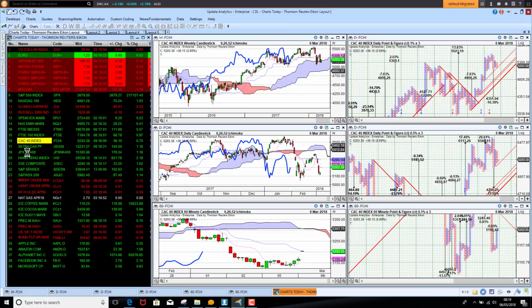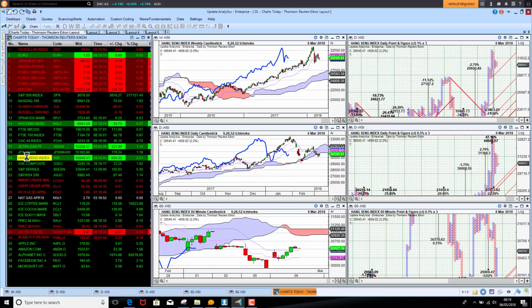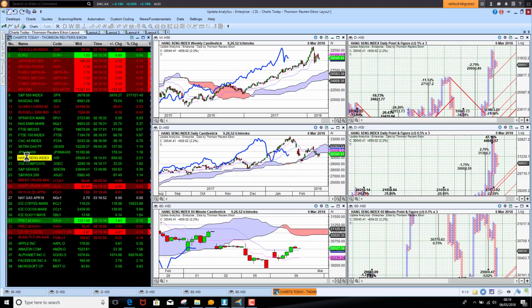The Nikkei was up 1.2%, so that's looking better, but still bearish below the cloud. And the Hang Seng was up 2%. This has actually held its bull trend all the way. It's one of the few markets that's followed the US and stayed bullish above the cloud.